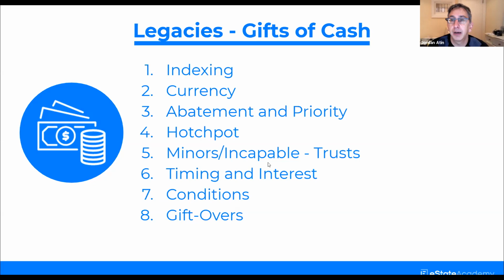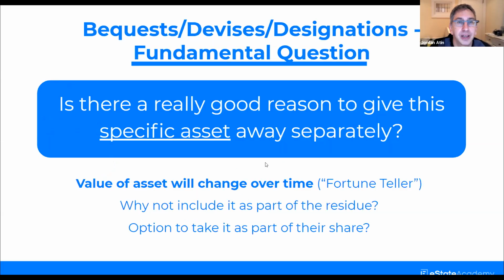And so that's the first example. That's the simplest of the simple gifts. The next one that I want to deal with is bequests and devises and designations. So the client wants to give a specific asset to a specific person, or people.